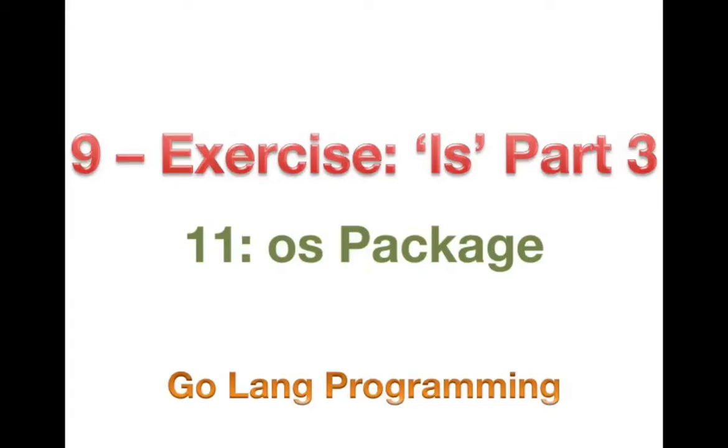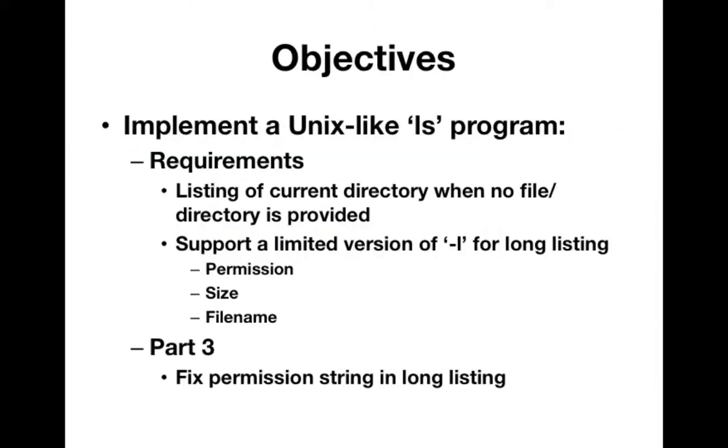So today, we're going to be working on part three of our list implementation. If you remember, we said that we're going to do a very simplified implementation. And in this part, the intention was to work on the permission bit. And we'll see that it's actually quite easy to get the permission string to represent a file or directory.